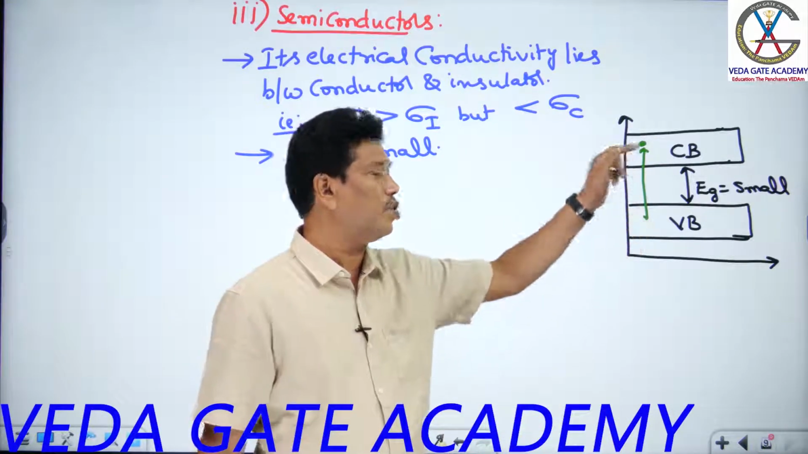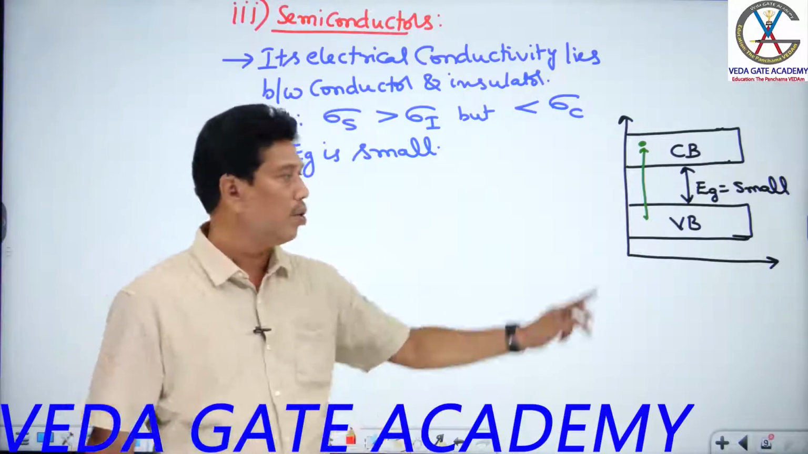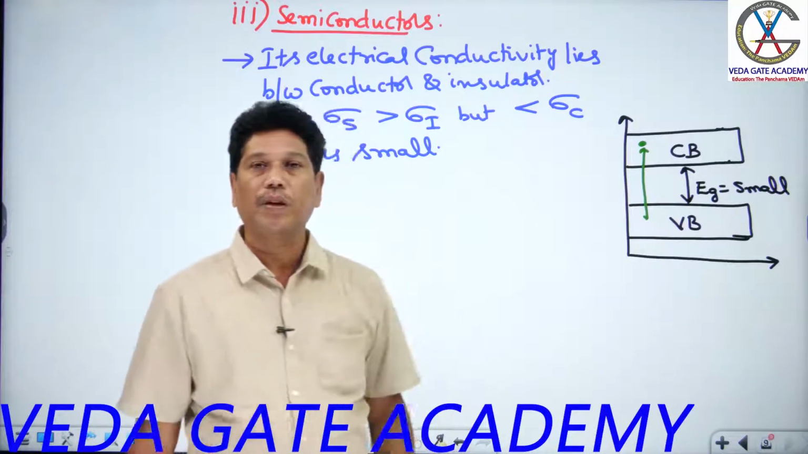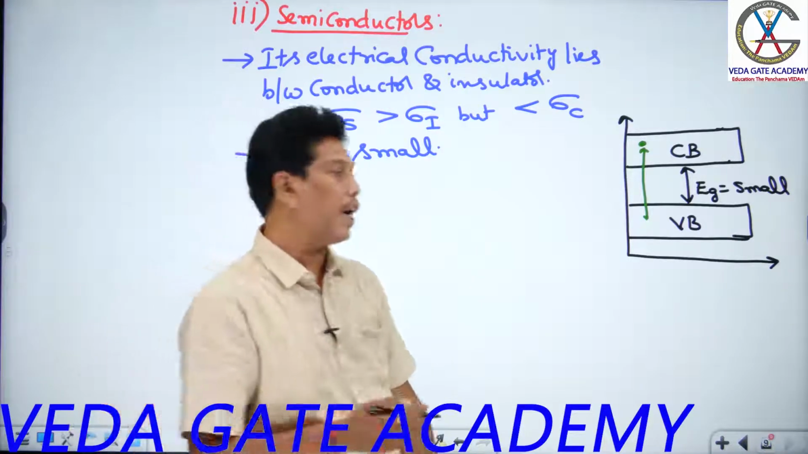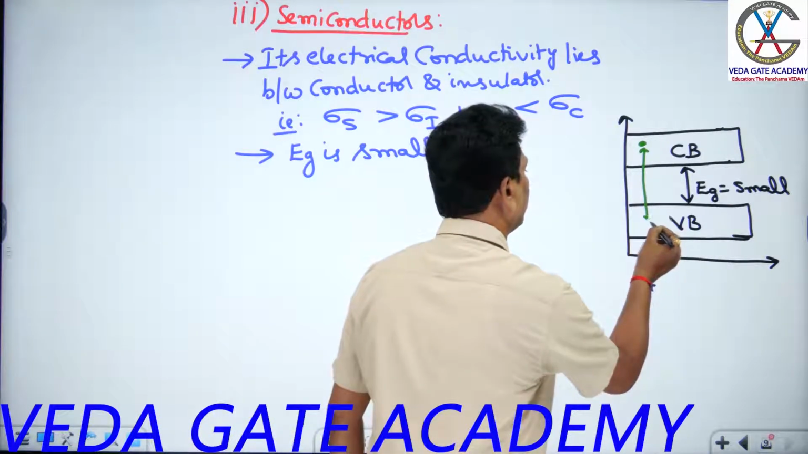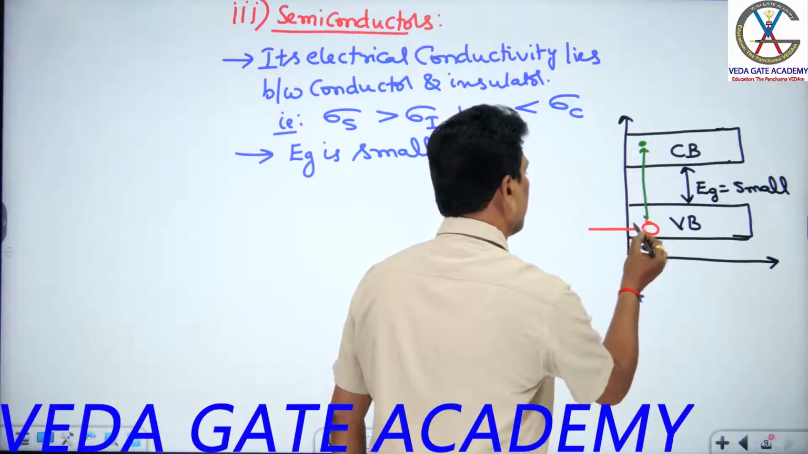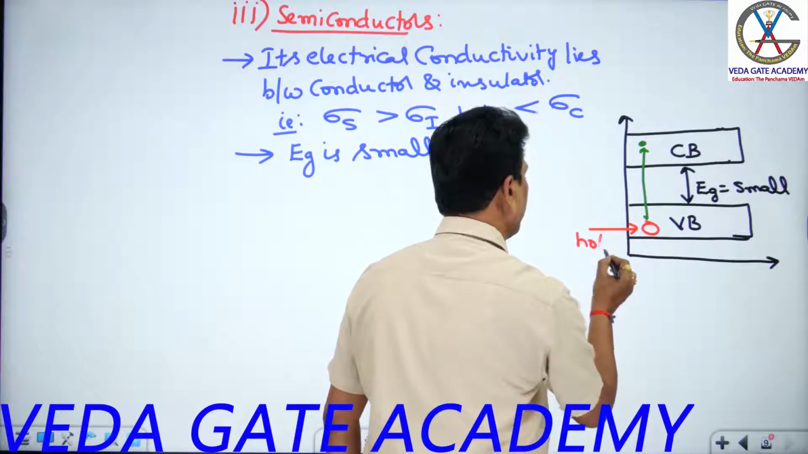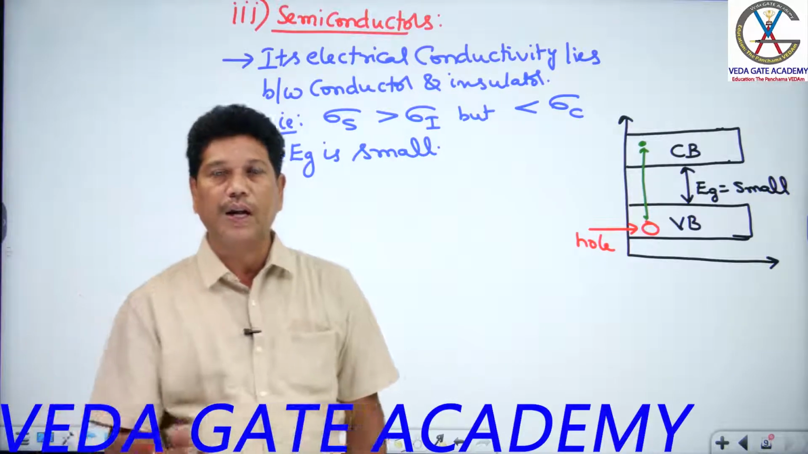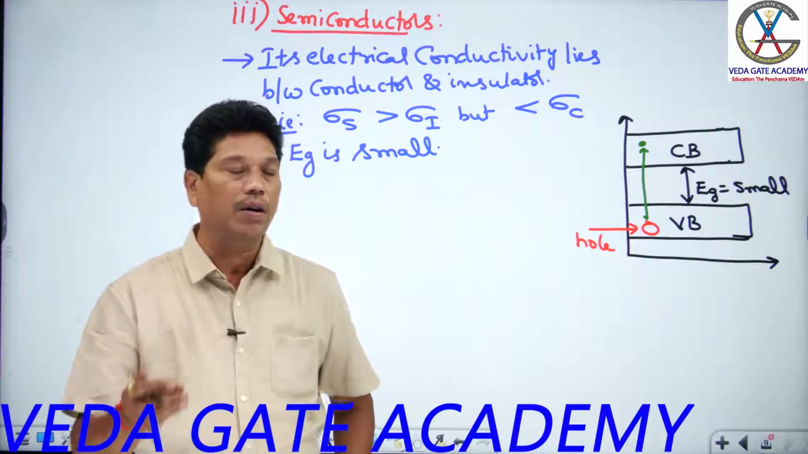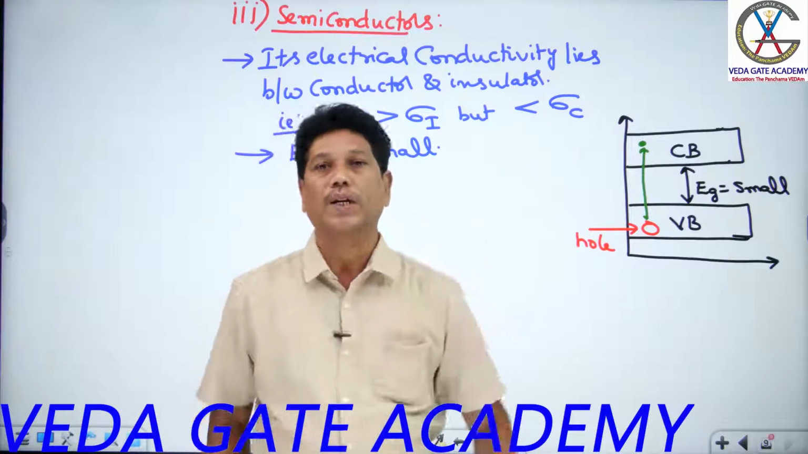So whenever the electron jumps, then according to the law of conservation of charge, you may find a loss of electron. That loss of electron in the valence band causes an empty place. That empty place is called a hole. This is the hole, students. So hole is the vacancy. Hole is the vacancy due to removal of the electron from the valence band to the conduction band.